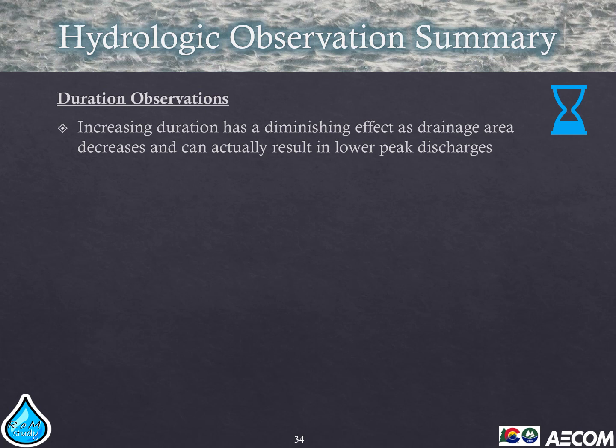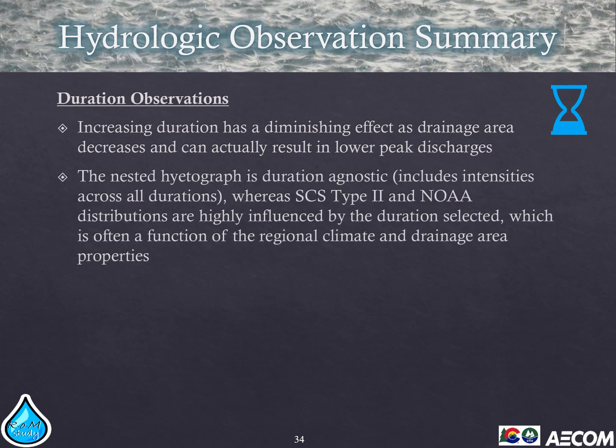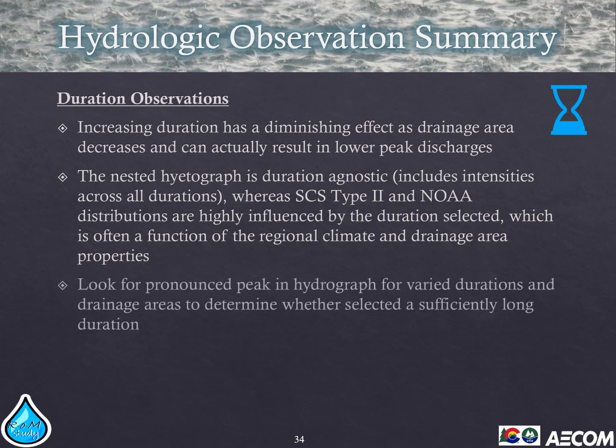a lower discharge. The nested hyetograph, which is duration agnostic, if you recall, it's incorporating intensities across all the durations, but it's a singular duration across 24 hours. Whereas the SCS Type 2 and NOAA distributions are highly influenced by the duration that's selected, and that can be a function of the regional climate and then also the drainage area properties.